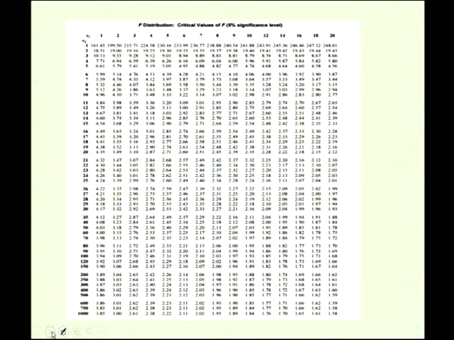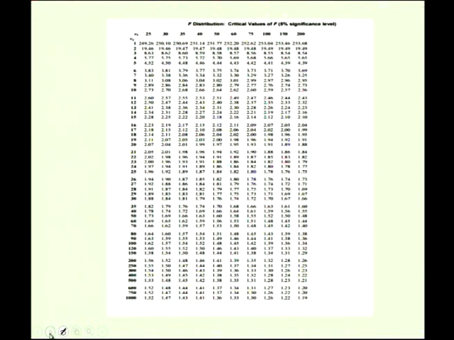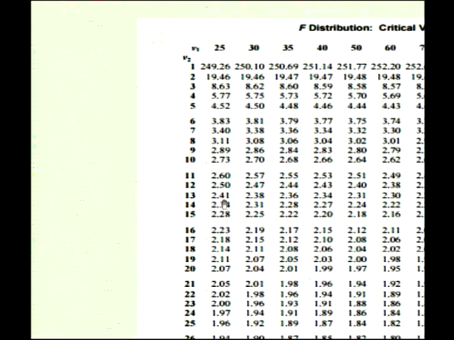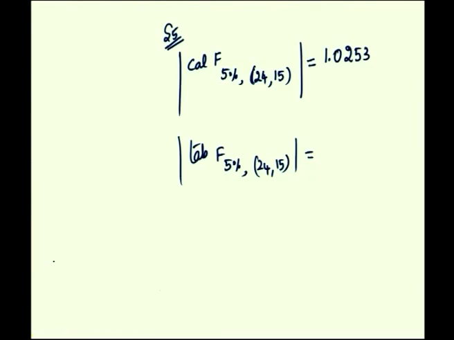Actually, 24 is not directly available for the numerator, so we will take 25 for the corresponding degrees of freedom. After 20 we have directly 25. Since 24 is not available, we are taking 25 and the corresponding 15 degrees of freedom, that is 2.28. Our tabulated value is 2.28.